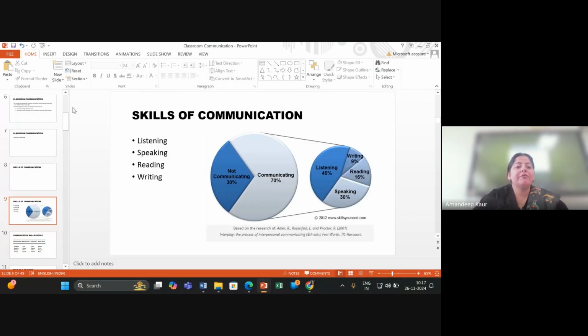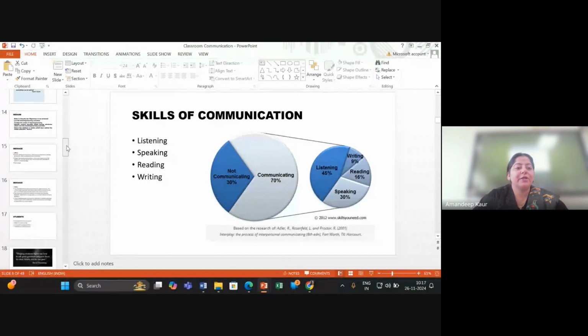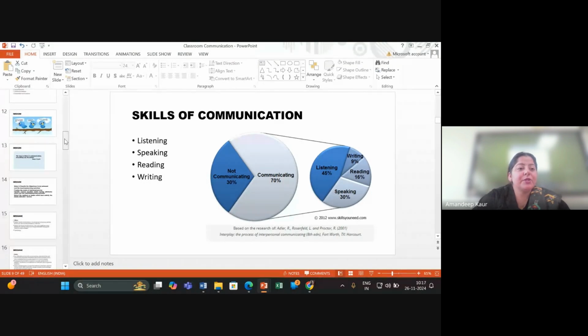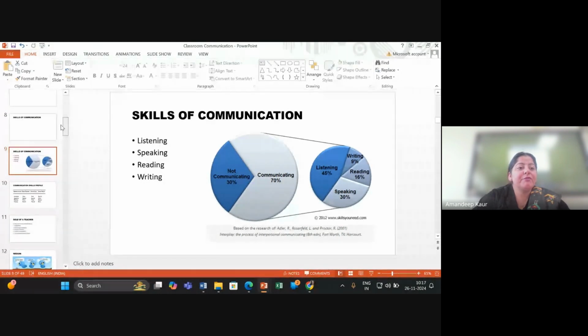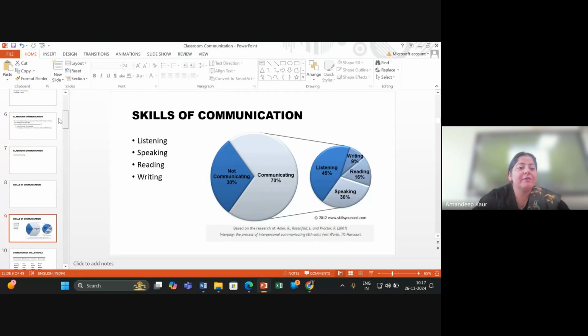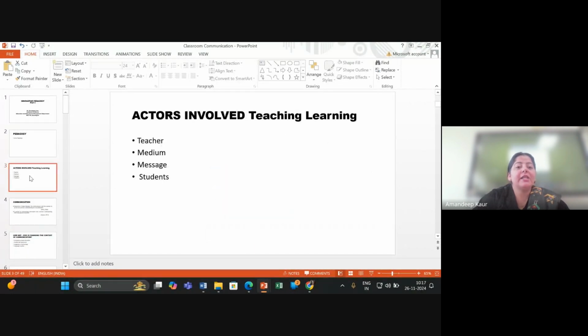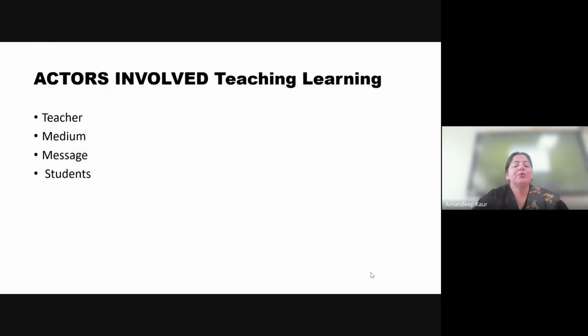Another important thing we need to understand is the method, the different forms of communication, and the different actors involved, and we said there are teachers, there is the medium, there are messages, and there are students. So my second question to all the members in the group is: when it comes to the use of different teaching methods, what is the role of the teacher as per your suggestions?